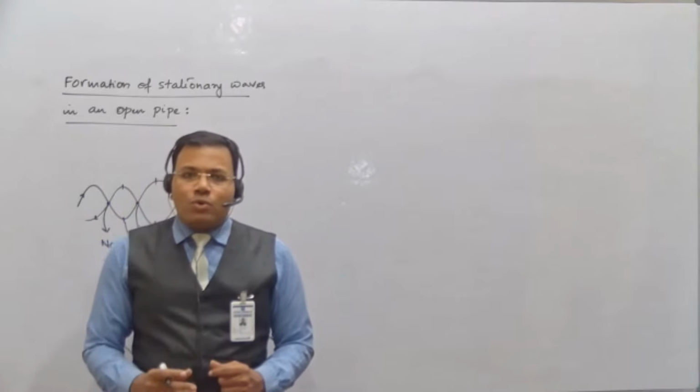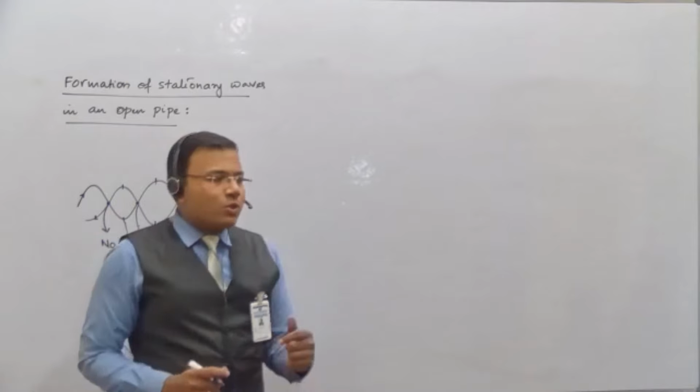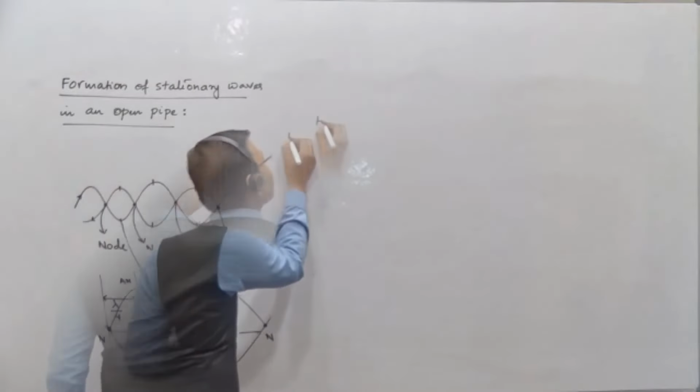Now coming to what harmonics and overtones are. Let us understand by taking an example. Clear here, board?